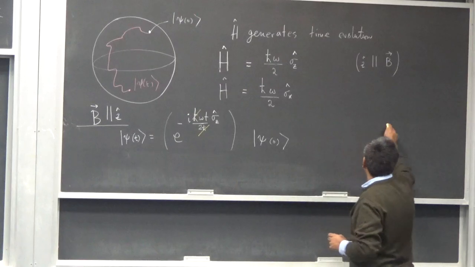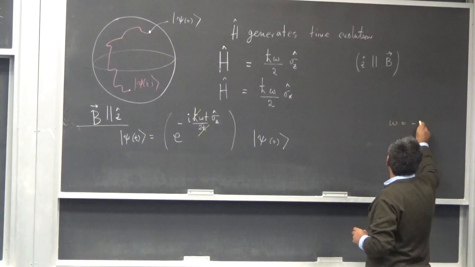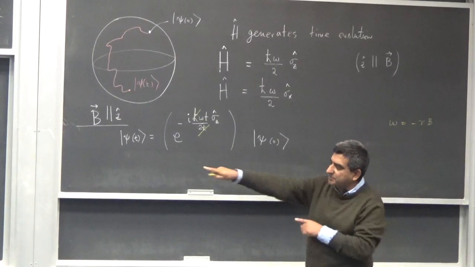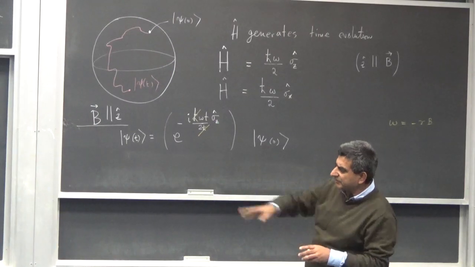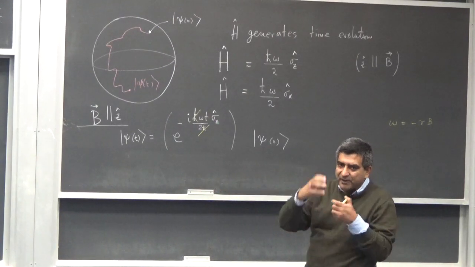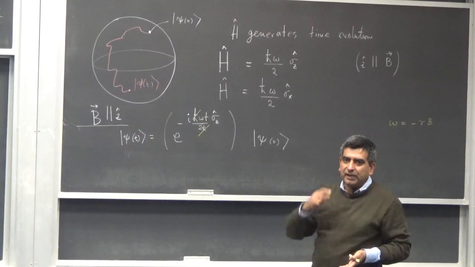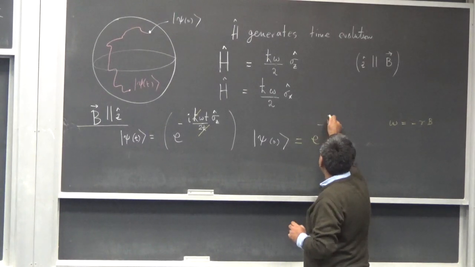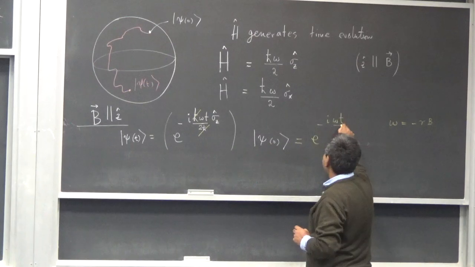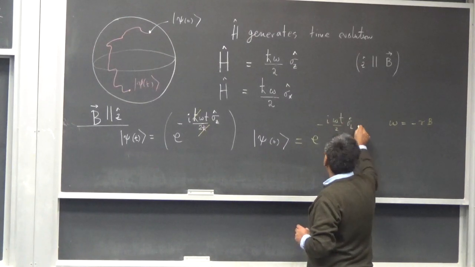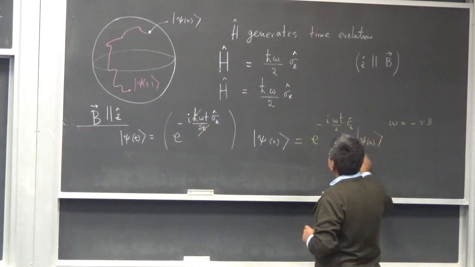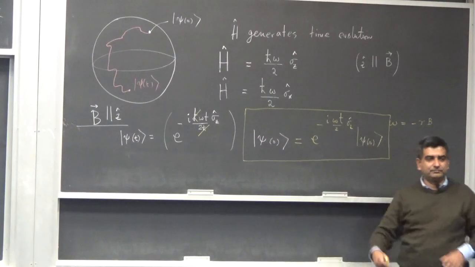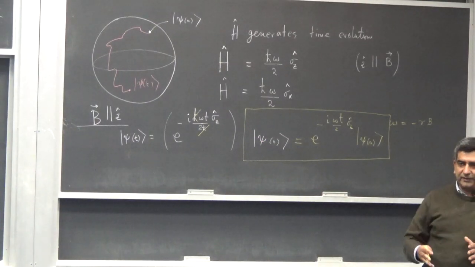This omega, by the way, is minus gamma B, where gamma is called the gyromagnetic ratio, and it depends upon the Bohr magneton, but this is coming from geometric physics. You can actually put this as a homework problem. What is the value of this omega? I'll put this as a homework problem. Anyway, so I will get e raised to the power minus i omega t over 2 sigma z acting on the ket at time t equals 0. This is my state evolution under the action of a magnetic field.